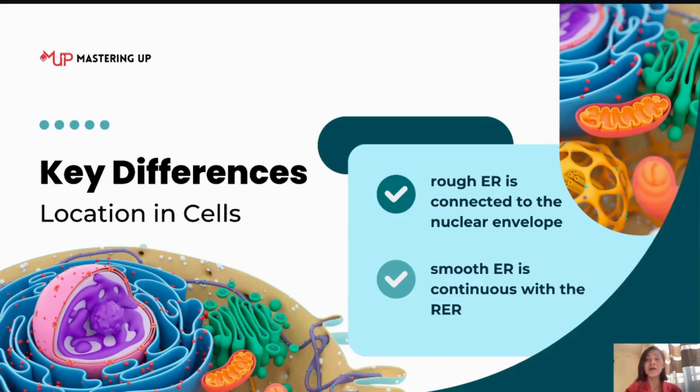To recap, the rough ER is most common in cells that need to produce the transport of proteins, while the smooth ER is found in cells that focus on lipid production, detoxification, or managing calcium levels.